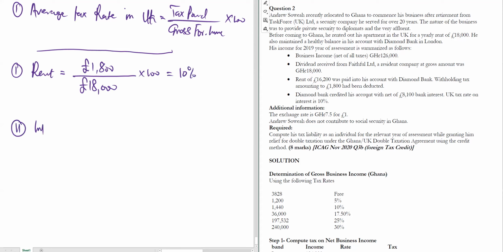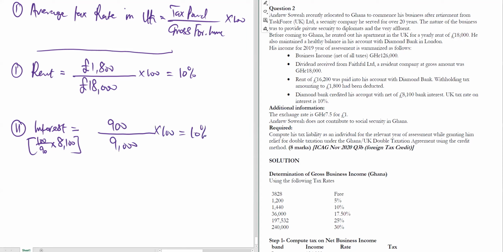Then, interest. How much interest was it? For interest, we need a gross, so we need to gross the income up. So 100 out of 90 times what? It's 9,000. Do you all agree? It's 100 out of 90, because they took interest of 10%. So the tax would have been 900, so 900 out of the 9,000 times 100. That one was also 10%.